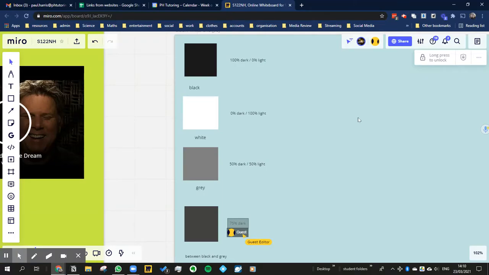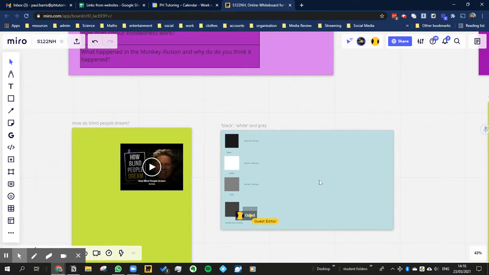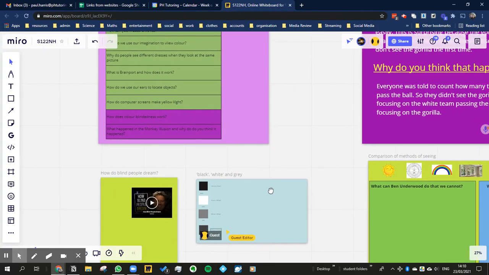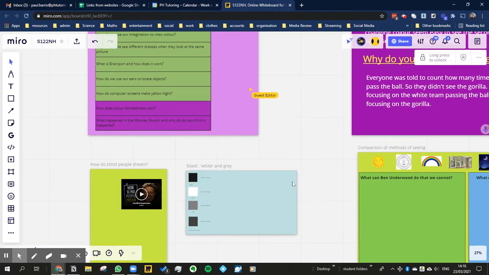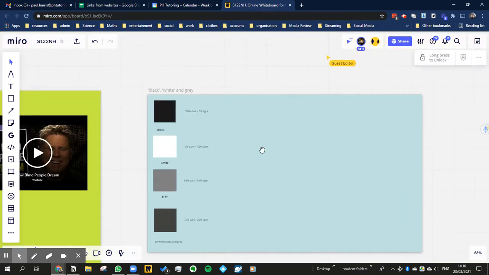Back to our question, how do we see? We've got a lot of stuff we've looked at around here. We've looked at these illusions. We've looked at how Ben Underwood can see using echolocation. Now we're trying to understand. We've looked at this over here.